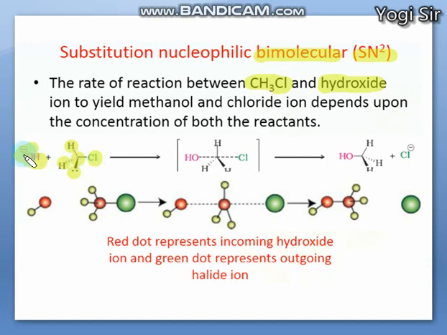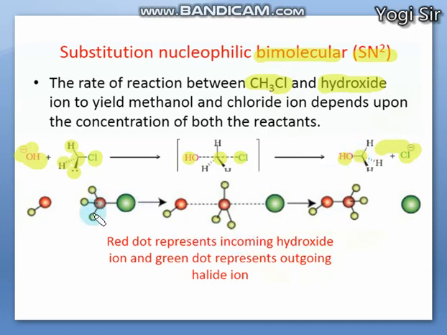So this negatively charged nucleophile will attach to this positively charged carbon atom, and there is formation of an intermediate. You can see here OH binds with the central carbon and this chlorine moves away from the center. Later on, this chlorine gets detached from the carbon atom, and OH gets permanently attached to this central carbon atom.